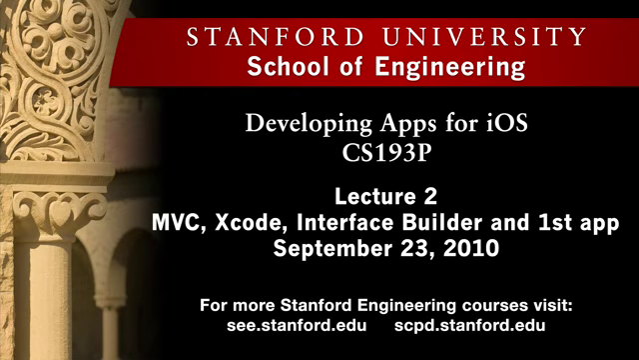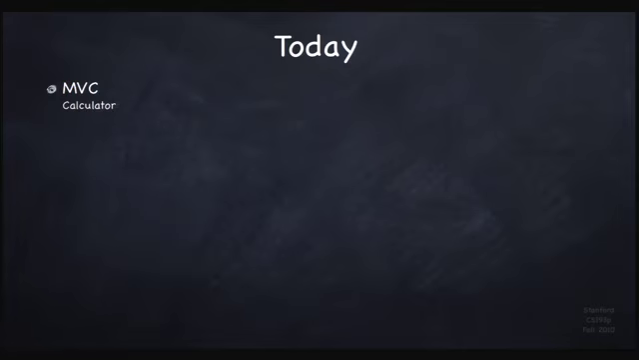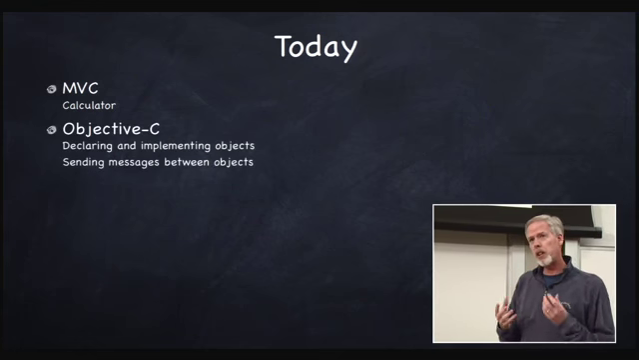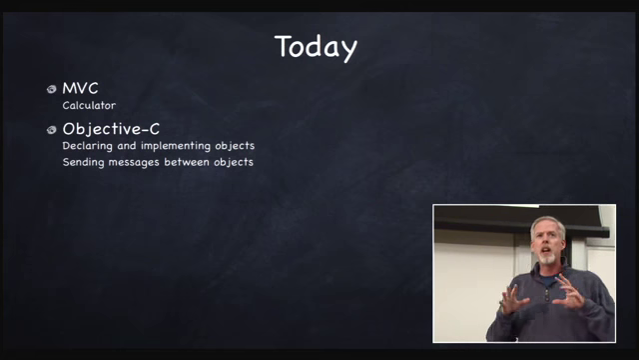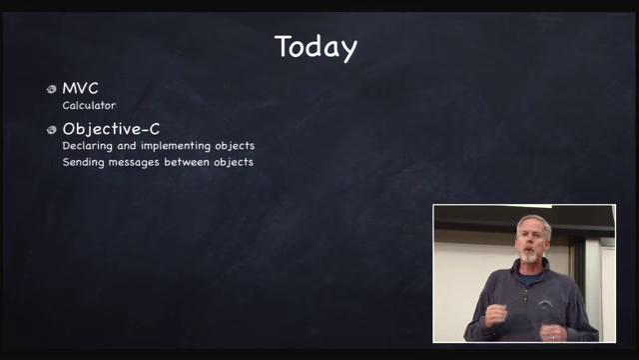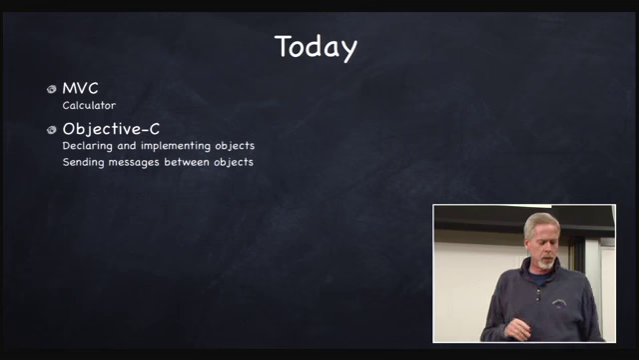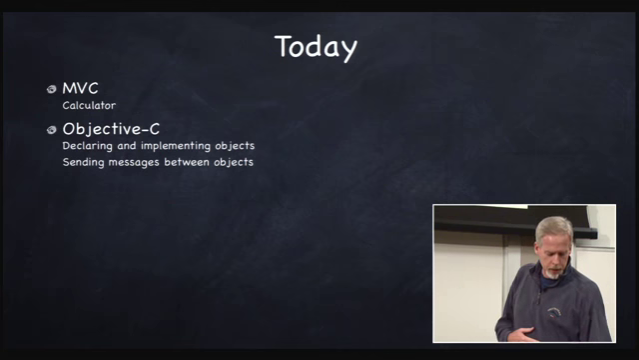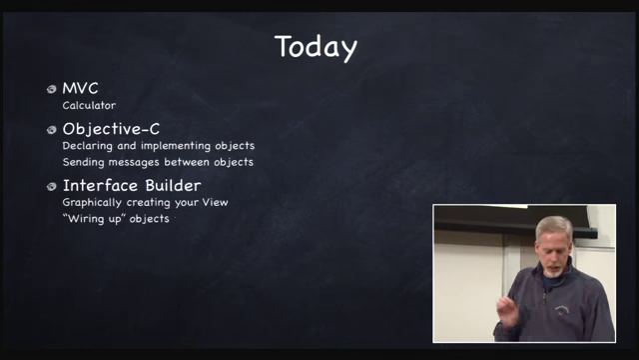Okay, welcome to Stanford CS 193P. This is our second lecture. We are going to go through today a little more of how MVC gets applied to a real project, the calculator project. We're also going to learn our first glimpses of Objective-C. I'm just going to show you a little bit how we declare a class, a little bit about what code looks like, sending messages. But next week is the real in-depth teaching of the entire language. So today is just a taste.